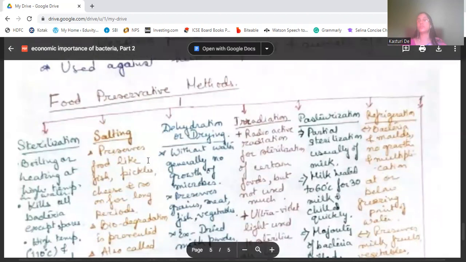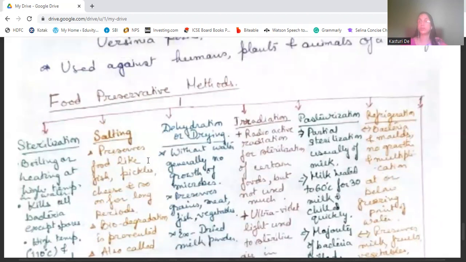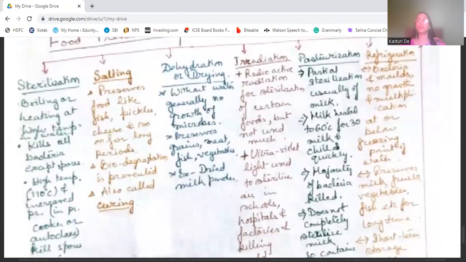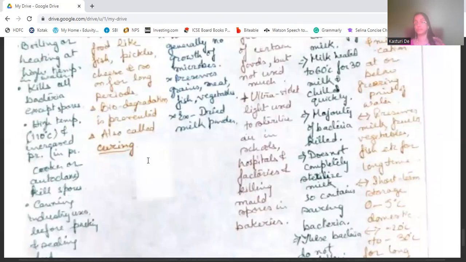Pasteurization is the process to sterilize milk. So partial sterilization you can call, usually of the milk. In this process, milk is heated to about 60 degrees centigrade for 30 minutes, and then suddenly cooled, chilled quickly. So the majority of the bacteria are killed here, but it will not kill all.